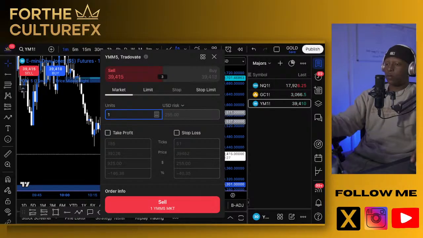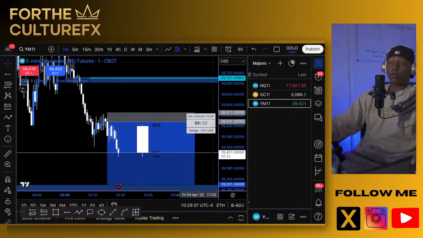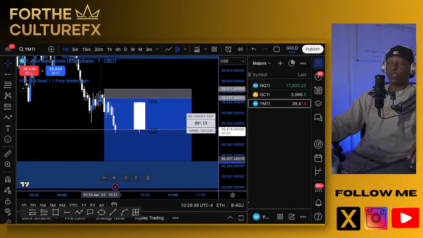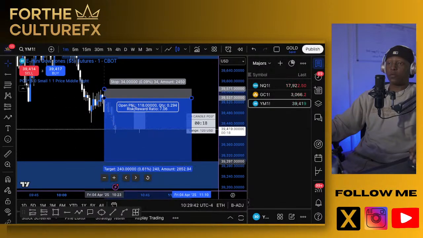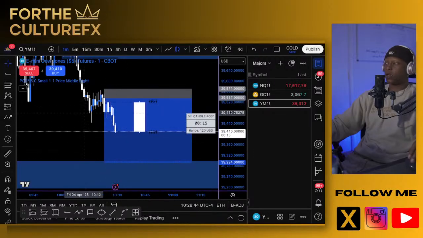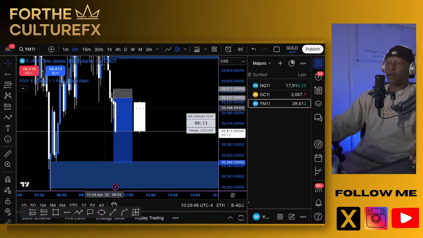What can you do? And so what we should see now is just this continued move to the downside. Price just kind of running down here with some volume.